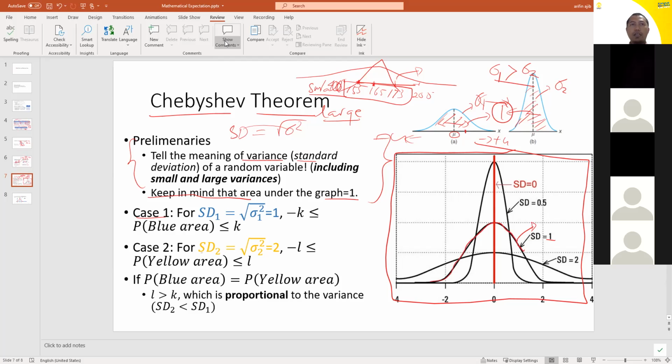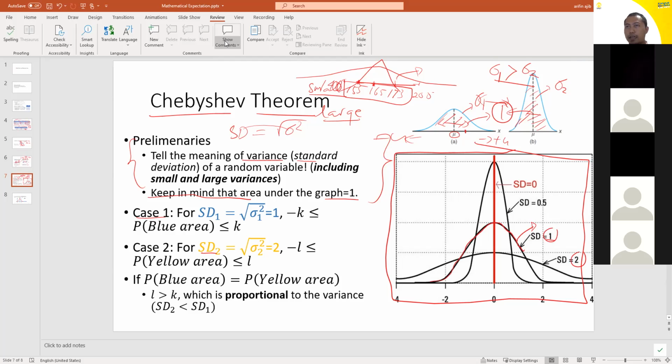And compared to the standard deviation 2, it is less sharp, yeah, less sharp, lebih landai, lebih menyebar, begitu ya. You can see here, ini yang 1, ini yang 2. Oke.